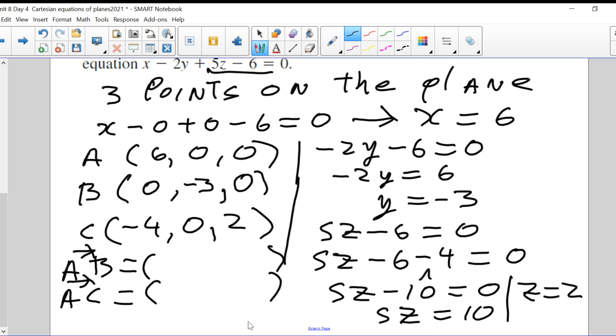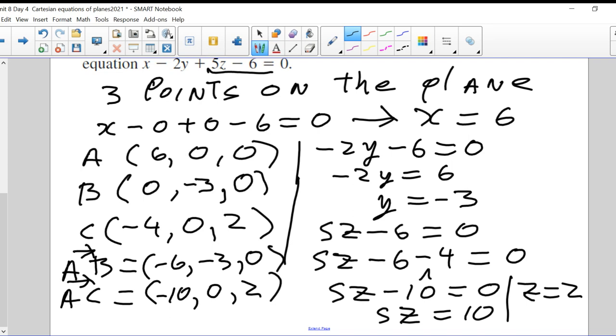Okay, so my AB vector would be equal to, let's just make sure I get this right, B minus A, so that would be minus 6, minus 3, and 0. That's my AB. And then my AC vector, so that would be minus 4 minus 6 is minus 10, 0 minus 0 is 0, and 2. Okay, so hopefully everybody's following along with what we're doing here.